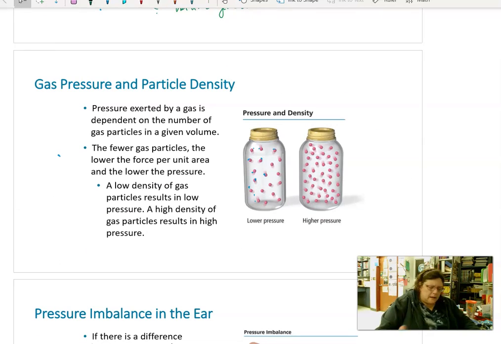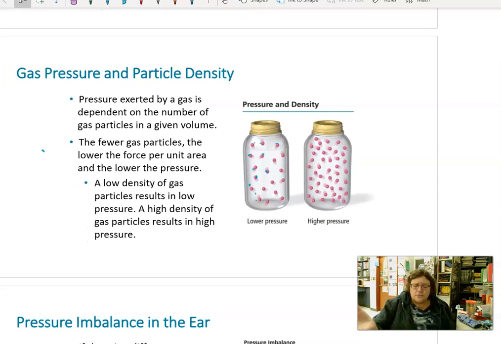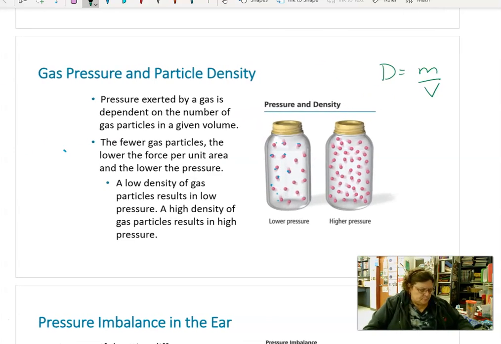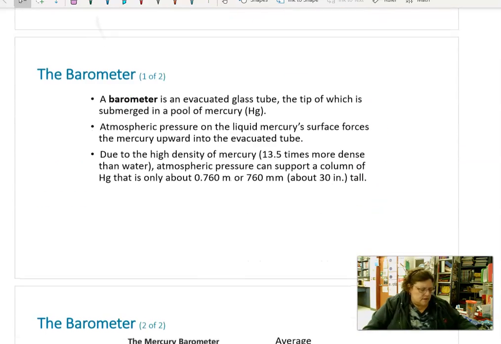Okay, and here's a drawing talking about particle density, which again is concentration. Of course, density is equal to mass divided by volume, and in this case, the mass is related to the number of particles. We need to know the moles and the molar mass. So for pressure and density, we'll be talking about number of particles and volume. And we just did the ear one.